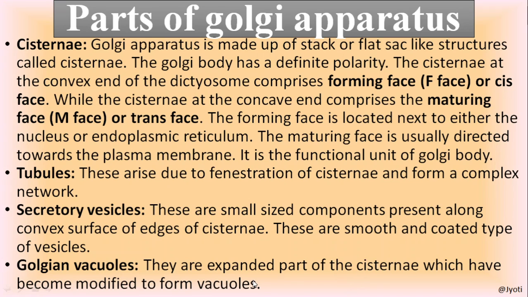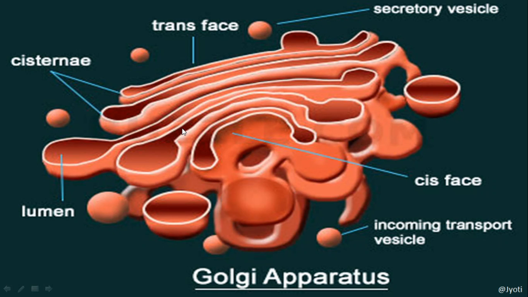Then Golgi vacuoles. These are the expanded parts of the cisternae which have become modified to form vacuoles. Let me show you. Here you can see this portion is the cisternae. Then you can see that the cisternae is expanded, and the vacuole is a large spherical structure where the processed proteins are packaged.